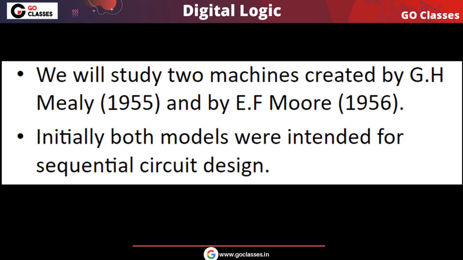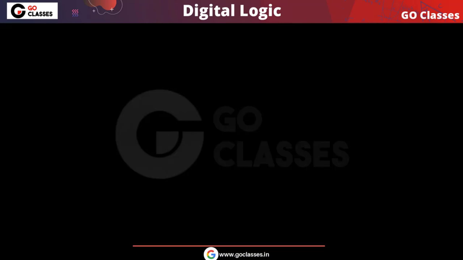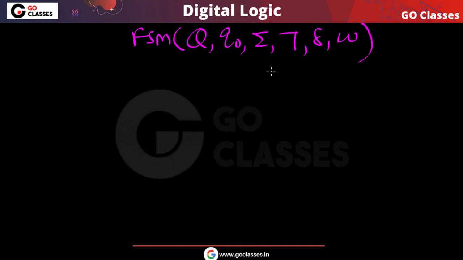Now let's see the definition of Mealy machine and Moore machine. Remember, this is the definition of a finite state machine. You have a set of states, an initial state, an input alphabet, and an output alphabet. There is a state transition function and there is an output function.